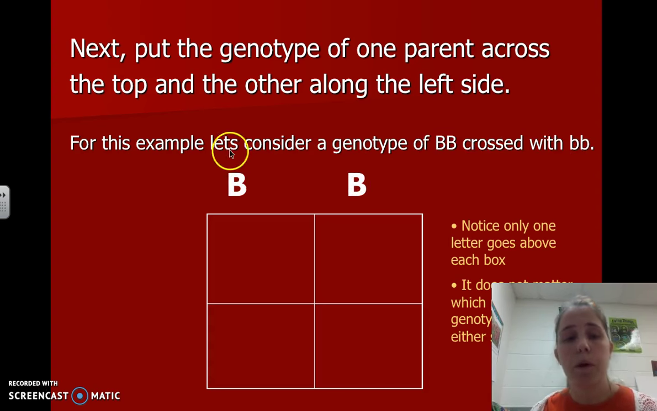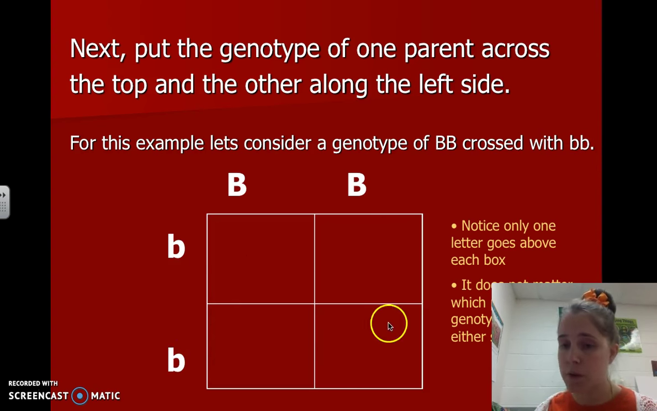So we will put, so this is one parent's genotype. We're going to put one big B on top of this column of boxes and the other big B on the next column of boxes. Now the other parent's genotype will end up on the side. Okay, so this little b goes across from this row, and this little b ends up across from this row.